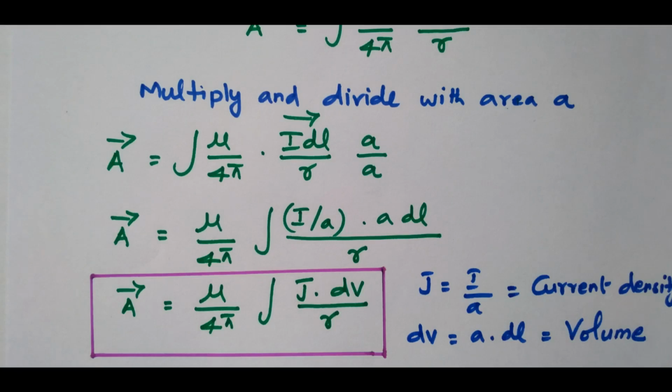So in this video we discussed the magnetic potential, the two types, scalar magnetic potential and vector magnetic potential. Thank you.